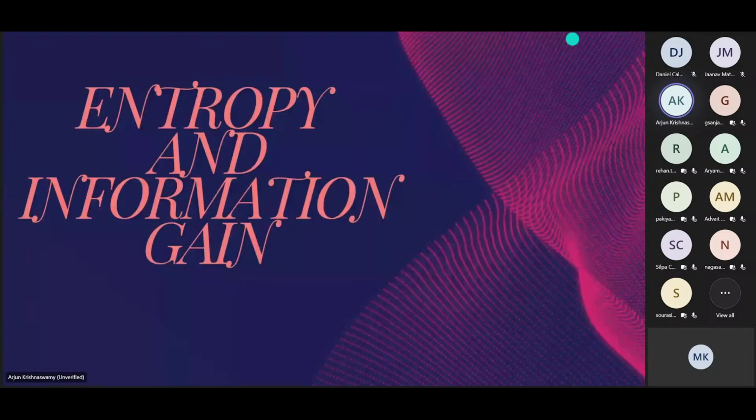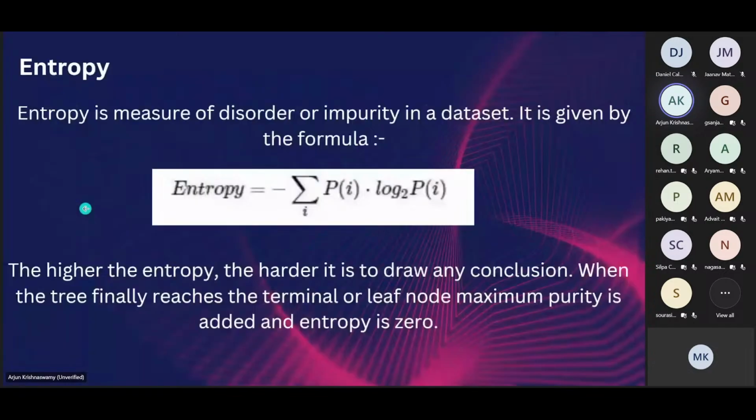Entropy and information gain. Entropy, I'm pretty sure you guys are familiar with the thermodynamics entropy, which is the same definition as this. It's a measure of disorder or impurity in a data set. Suppose you have a data set that consists of a wide variety of people with different likes and dislikes, then it has a lot of disorder. Suppose you have a data set which only consists of people who like one particular thing, then it is very ordered and it has low entropy value.